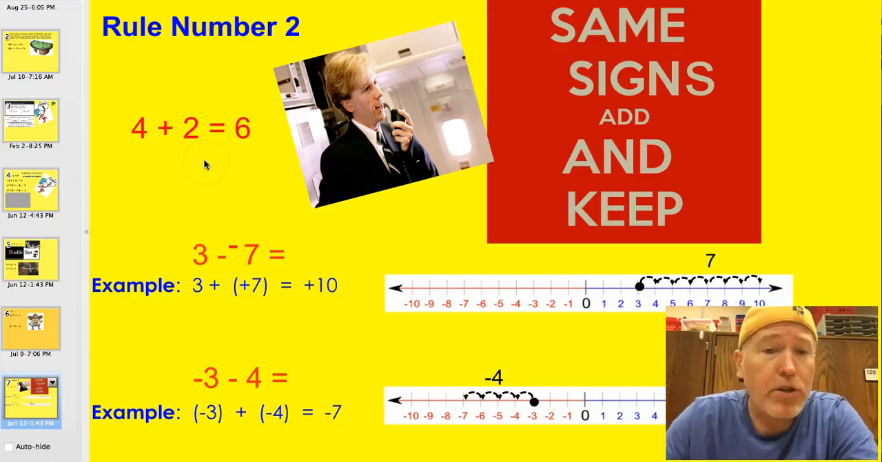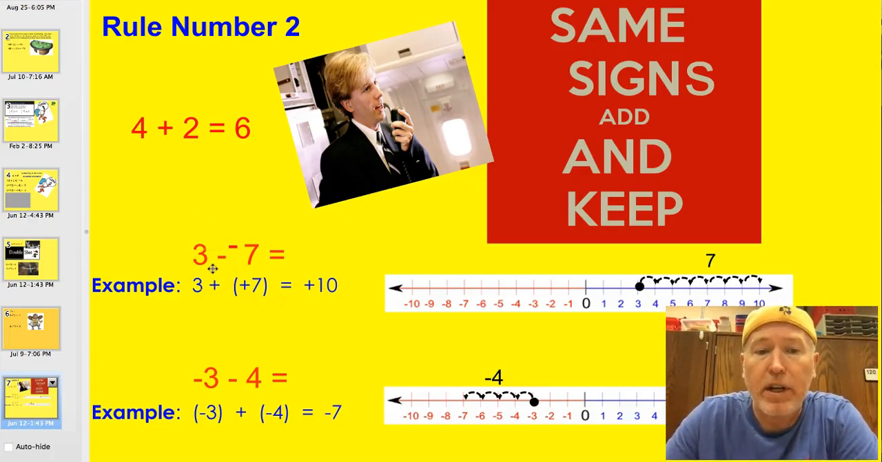All right, 4 plus 2. These are both positive. You just add them. They have the same signs. They're both positives.